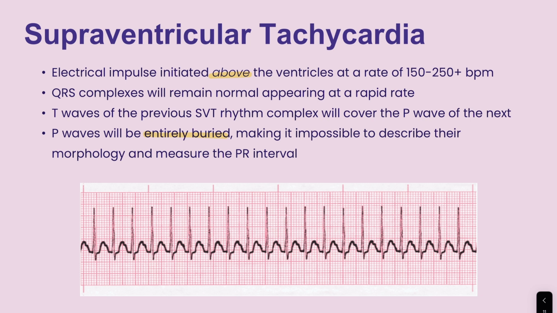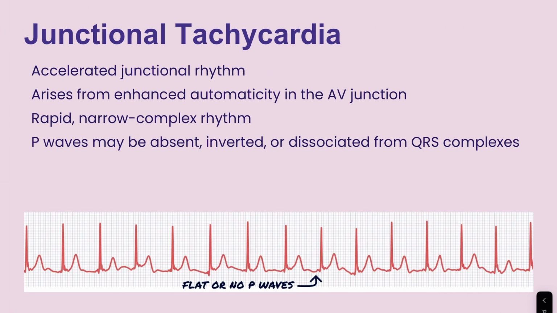So we can see here we have an extremely fast rate. We are one box apart. So this is practically 300 beats per minute, right? One large box apart. And then we've got this morphed T and P complex here, and we're just going boom, boom, boom, boom, boom. Supraventricular tachycardia.